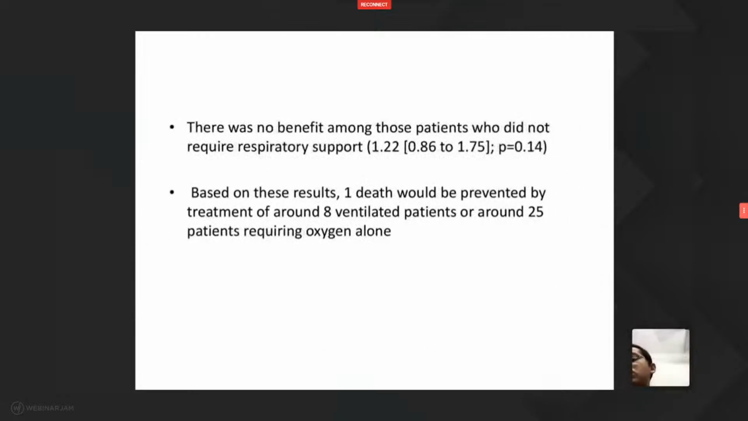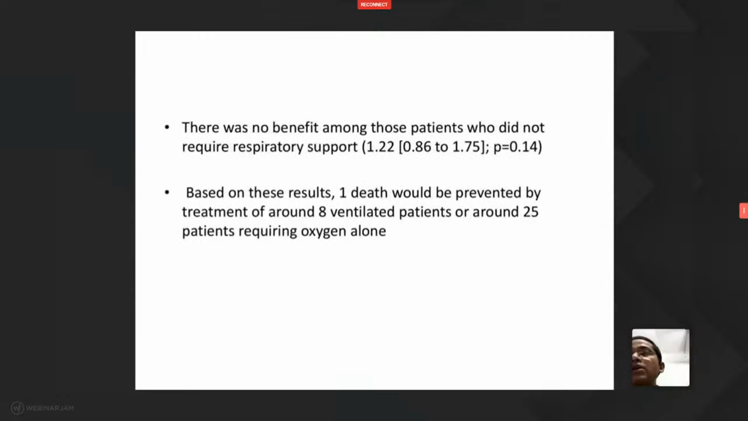And they have also mentioned that there is no benefit among those patients who did not require respiratory support. Based on the above result, one death can be prevented by using dexamethasone in around 8 ventilated patients and around 25 patients who require oxygen alone.